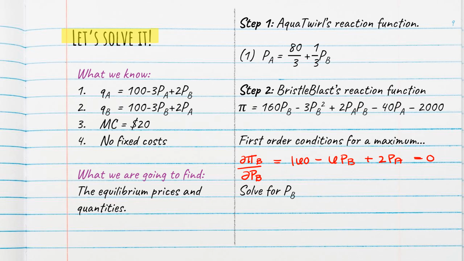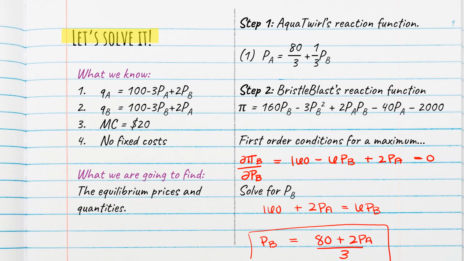So solving for PB, I have 160 plus 2PA is equal to 6PB. Again, if I divide both sides by 6, I end up with PB is equal to (80 plus 2PA) all over 3. So this looks familiar. It has the same structure as Aquatrol's reaction function.